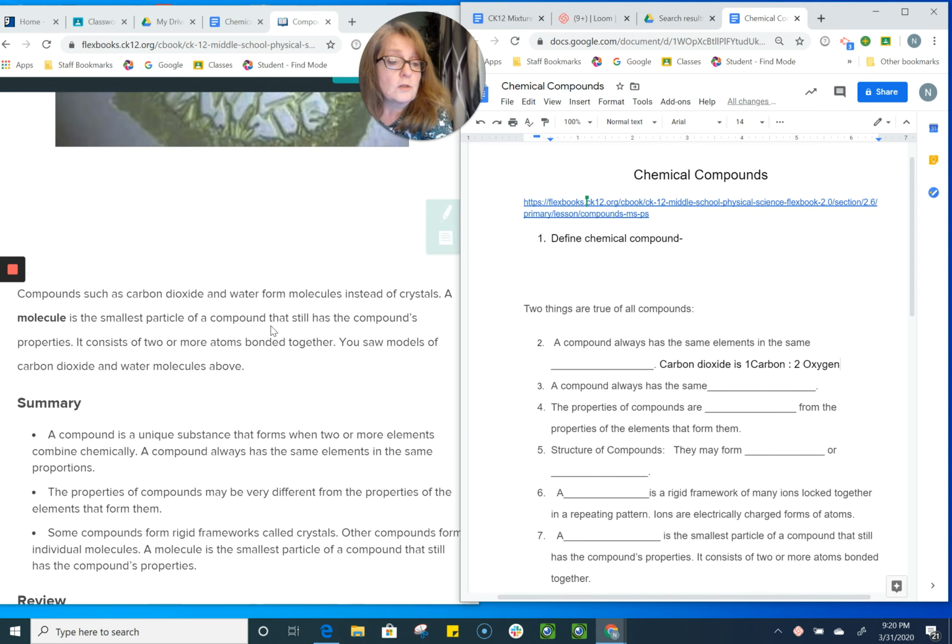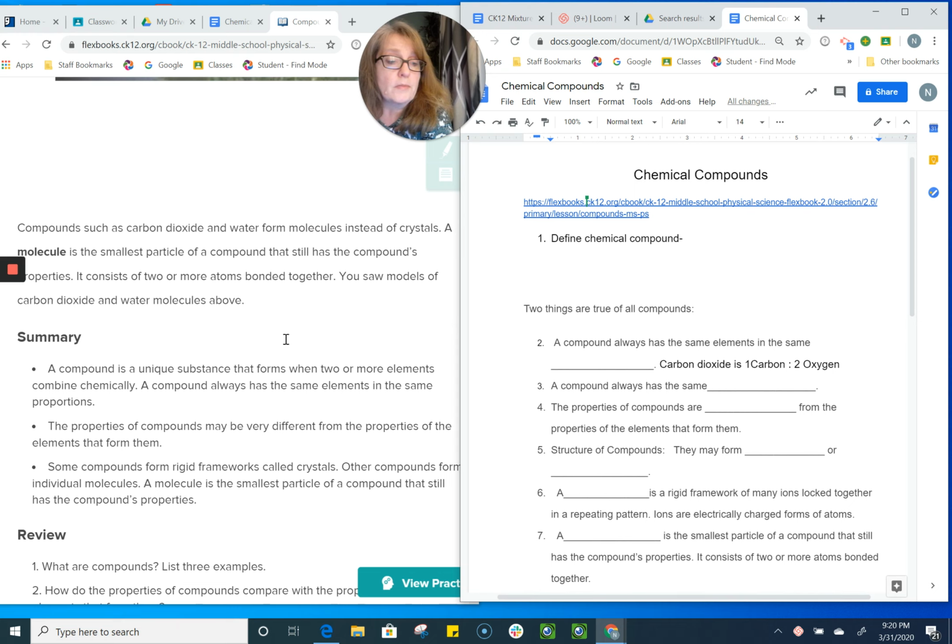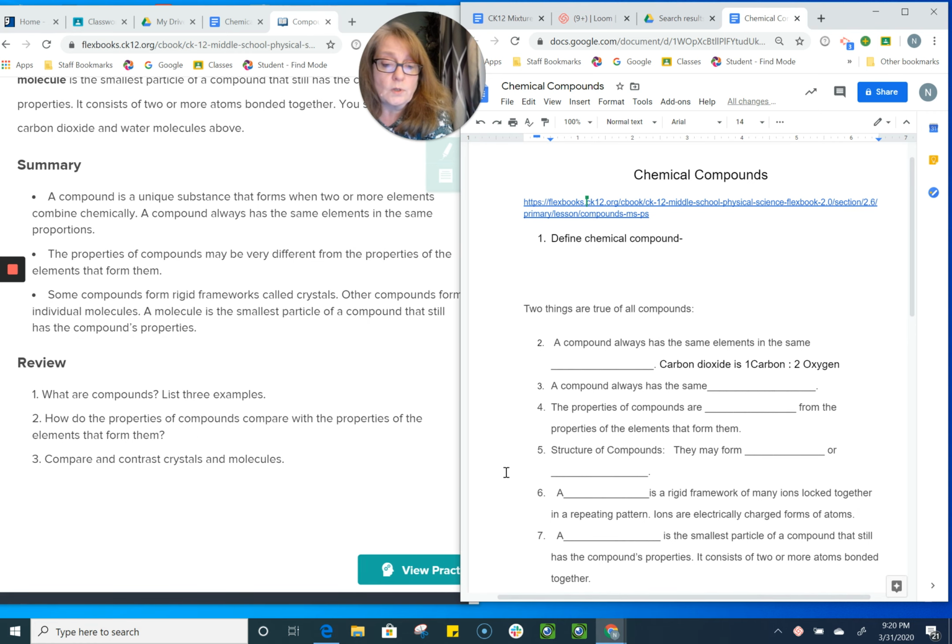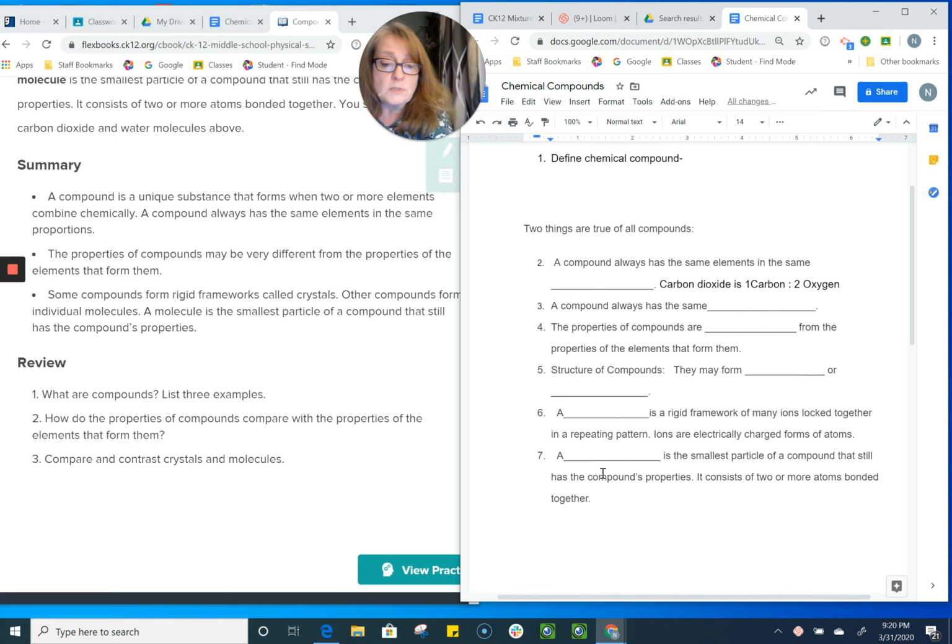And then you can have a molecule. And the molecule is the smallest particle of a compound that still has the compound's properties. And a molecule has to be made of 2 or more atoms bonded together. Okay. So that's number 7. The smallest particle of a compound that still has the properties of the compound is a molecule. Okay. And water is an example of a molecule. Carbon dioxide is an example of a molecule.